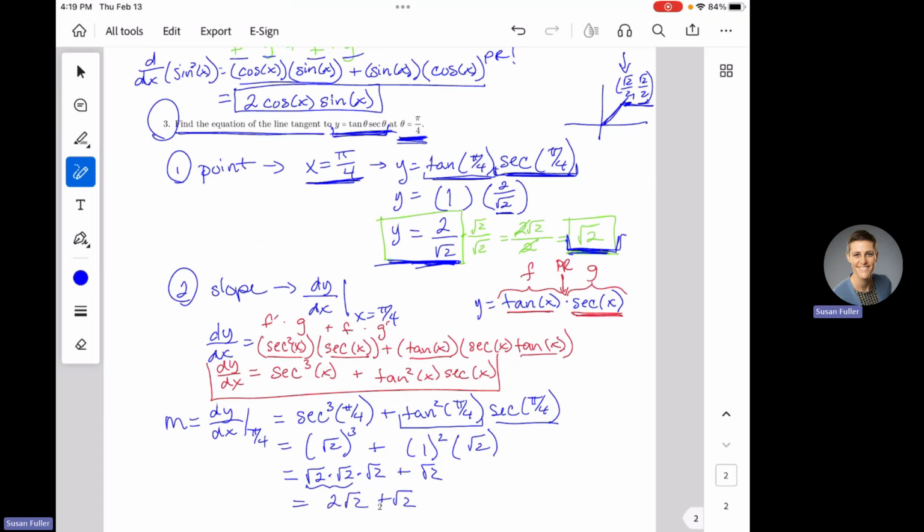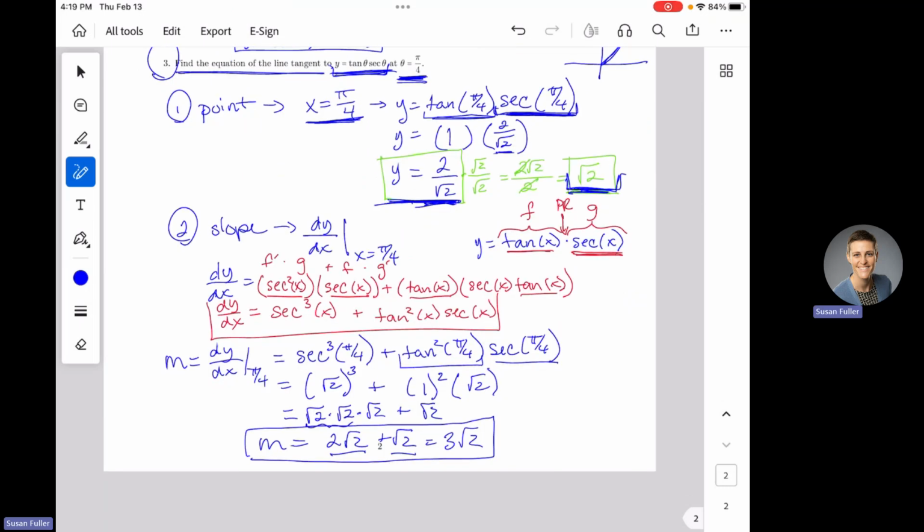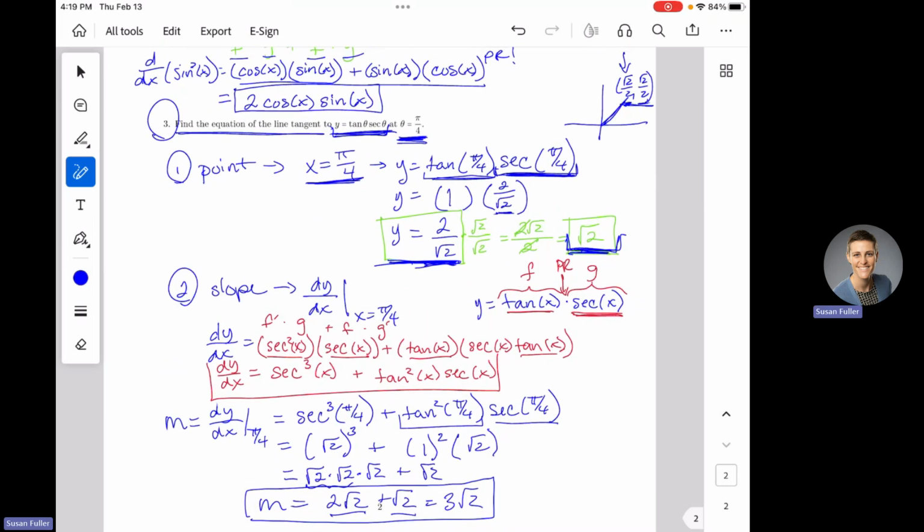So I can write it like this. That's my slope. Oh, and I guess I can add those together. These are like terms. Sorry. 2 root 2's plus another root 2 gives me 3 root 2's. That's better. That's my slope. Okay, so now I have a point and I have a slope.